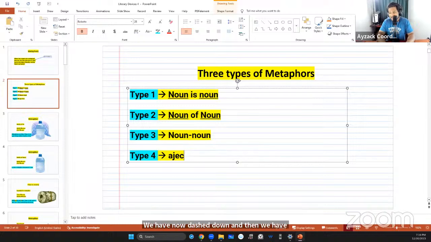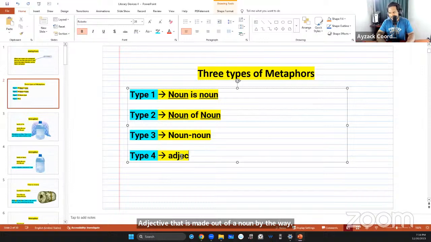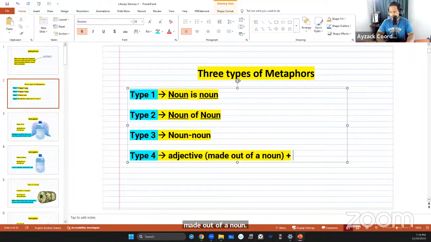Adjective that is made out of a noun, by the way. We've got an adjective that is made out of a noun. Adjective made out of a noun plus noun. All right, we have adjective made out of a noun plus noun. Hope you understand these parts.